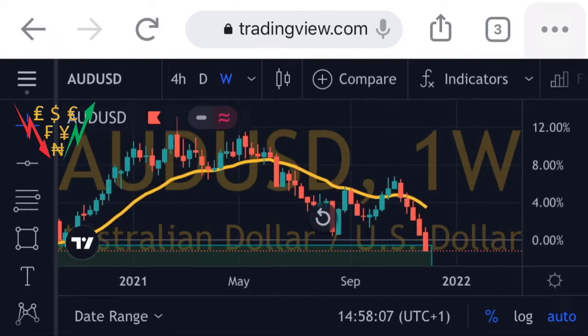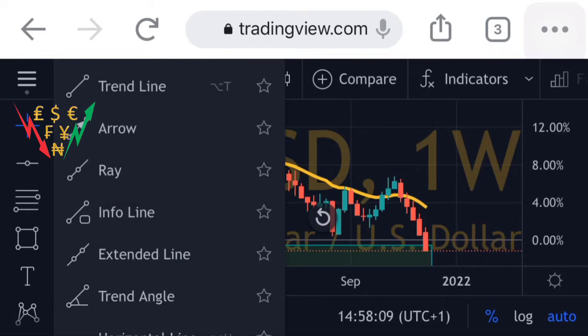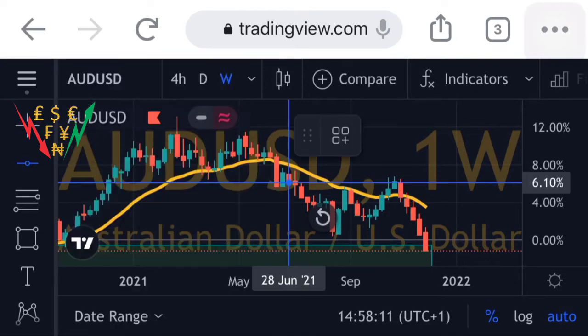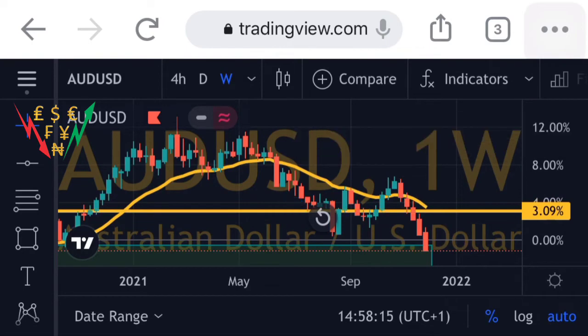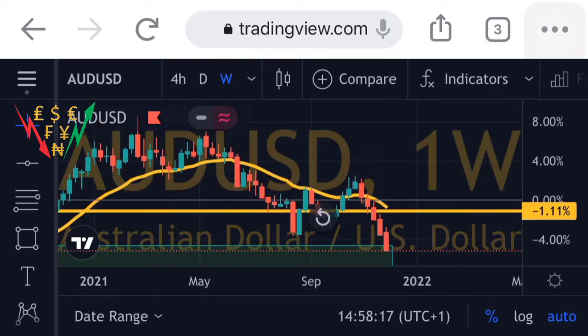I can't find the line. Oh, let me add it again one more time, please, guys. Forgive me. I need to be seeing this horizontal line here. Great. Okay, so I'm expecting AUDUSD to be bullish.